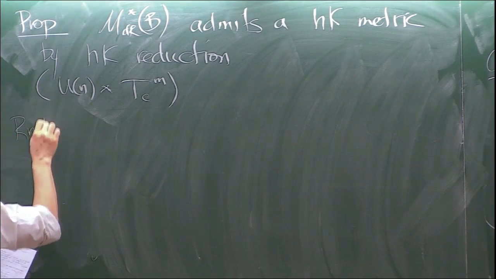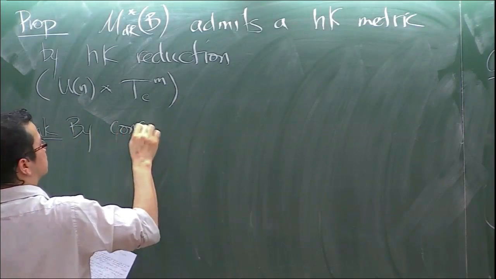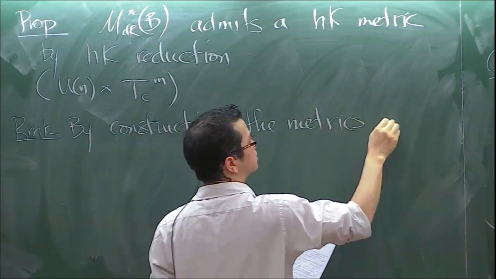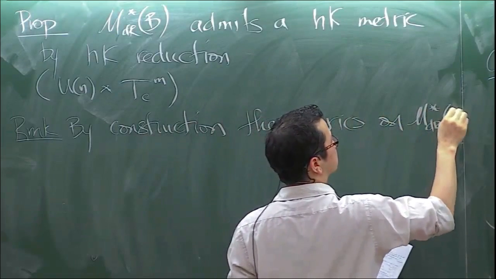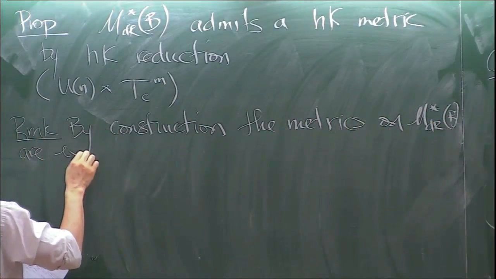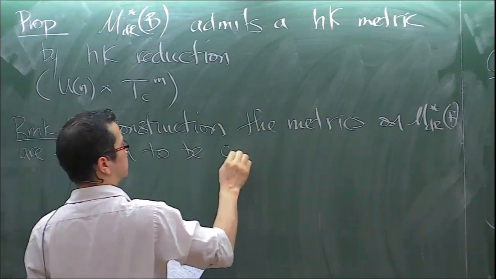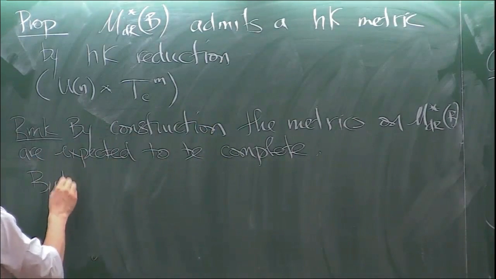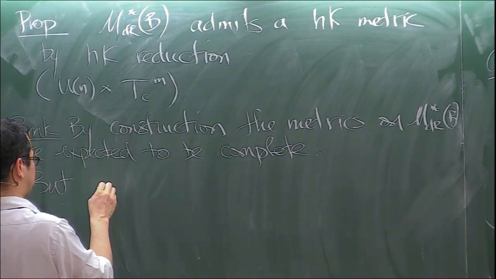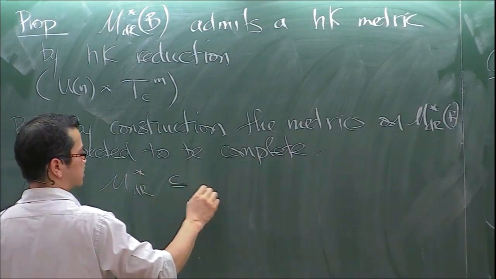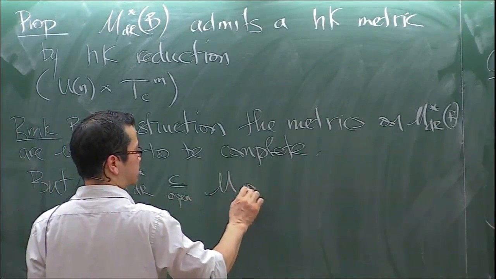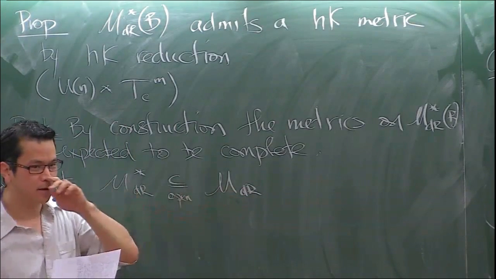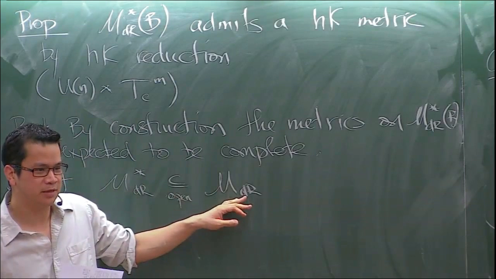Okay, so by construction, these metrics are expected to be complete. From the non-abelian Hodge correspondence, this is open here, but we expect this will have a hyper-Kähler metric for which one of the other structures is a moduli space of Higgs bundles with poles.